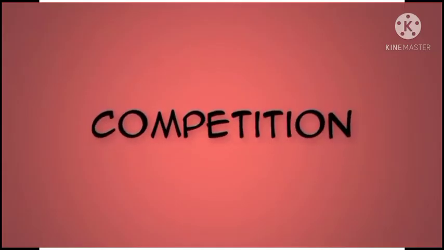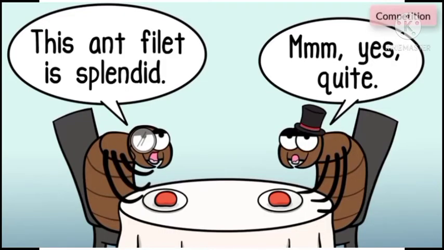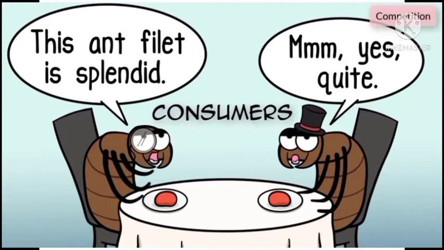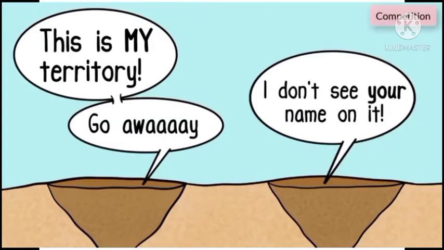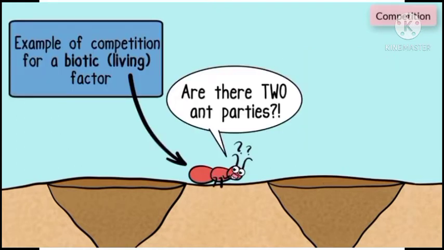Competition is also another relationship to consider. Antlions are consumers, which means they have to eat other things. They can't make their own food. They have to compete with other antlions for this food too. This food being their prey, the ants. This example shows competition for a limiting biotic factor.